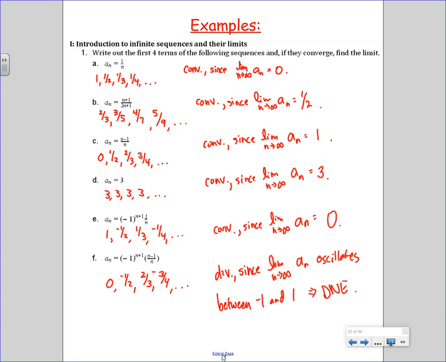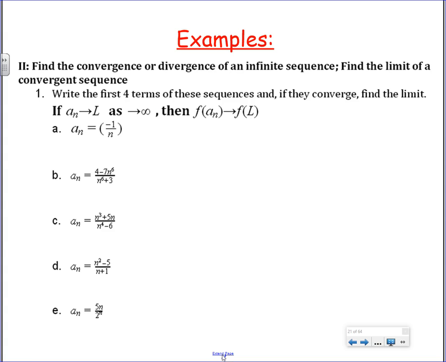E, convergent, stabilizing towards 0. They agree from either side, the positives and negatives. F, nope, they disagree. Okay, how about this one? Wait a minute, what's it asking us? Probably the first 4 terms, then to converge. Isn't it basically the exact same thing? Yeah. So what it's trying to say is if the sequence is converging to a single limit as n approaches infinity, then we can say that the entire sequence will converge.